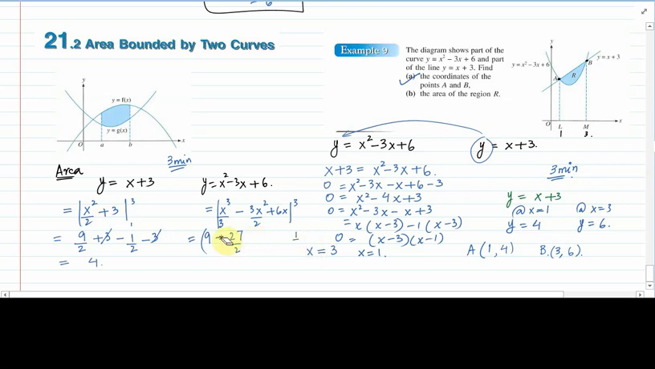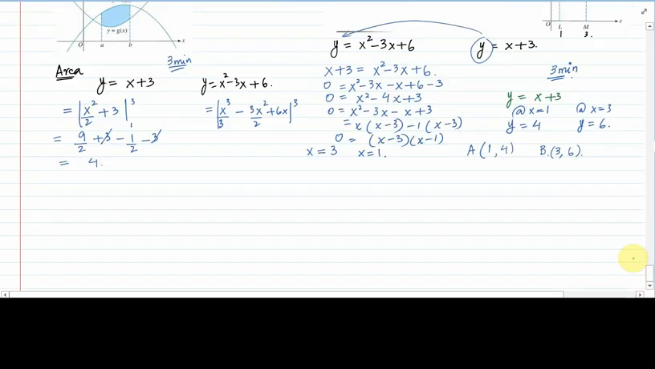I need to write it separately because the space is very limited here. So this one, 2 to 3. So it's 3 cubed, 27 upon 3, it's 9, minus 27 divided by 2, plus 6 3s are 18. Upper limit minus lower limit. It's 1 upon 3 minus 3 upon 2 plus 6.